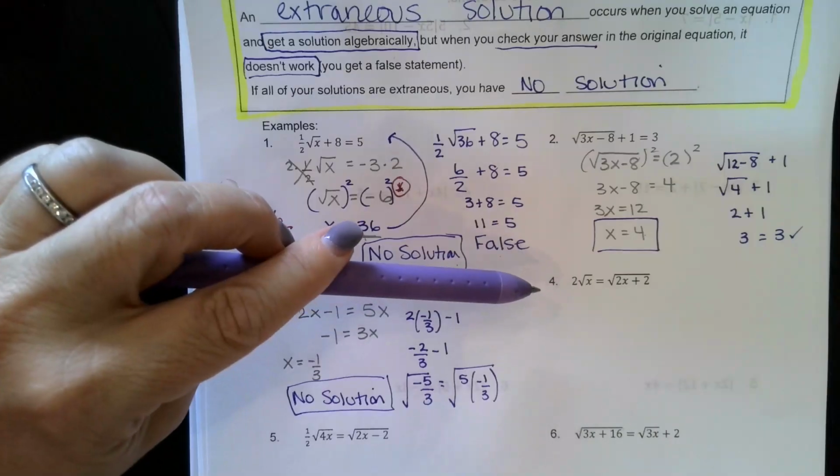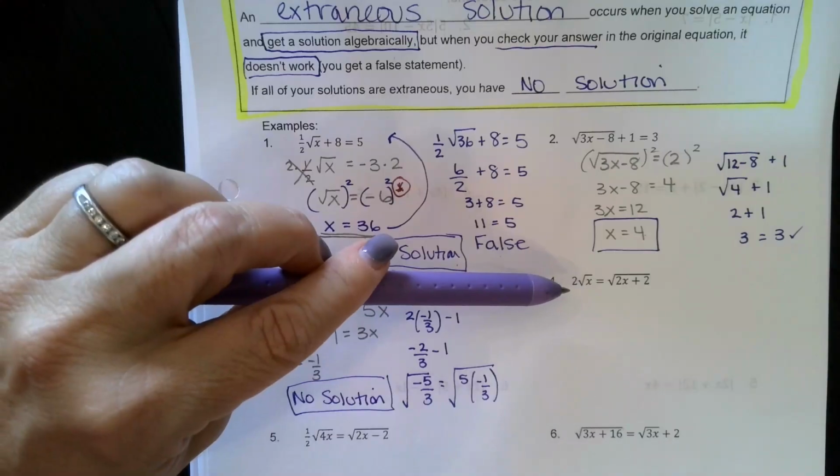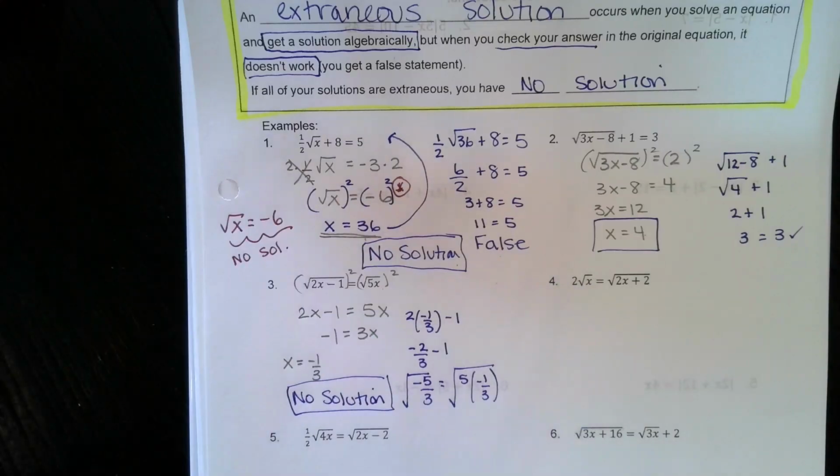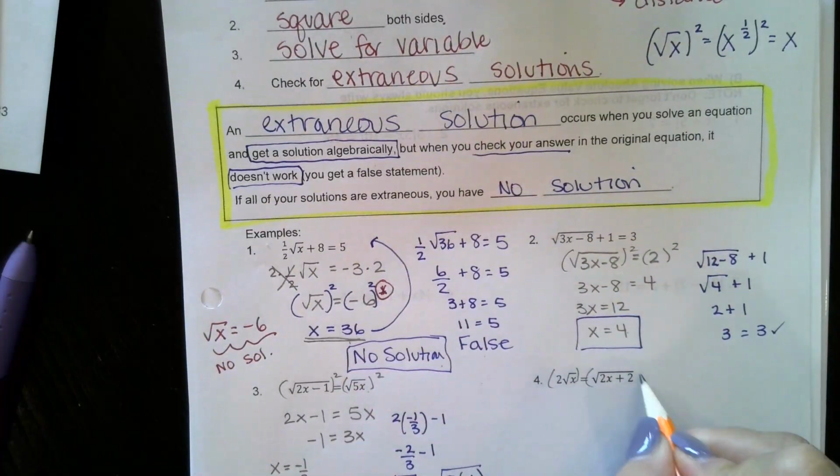Okay, now this one looks a little bit different. So now I have a 2 value that's in the front. But I can't isolate it because if I divide both sides by 2, then I still have that 2 value. So what I'm going to do is I'm going to do the same thing. I'm just going to square the whole thing.